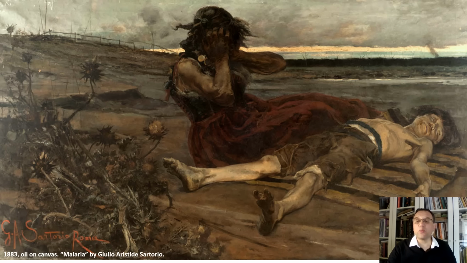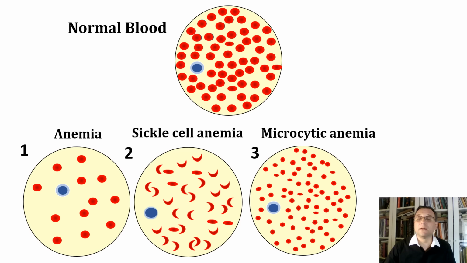Now you understand why the mutation for the trait of sickle cell anemia was beneficial at one time, but it is of course a disadvantage nowadays. Now let's take a look at smear number 3. The condition is known as microcytic anemia, or iron deficiency anemia.